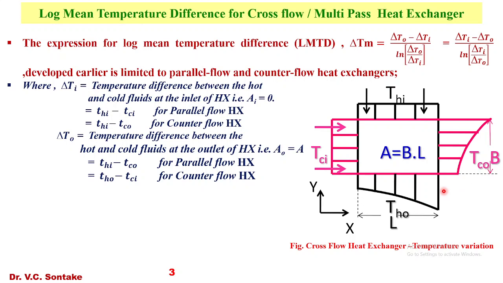The figure shows the temperature variation of hot and cold fluid flowing across the length of the heat exchanger, particularly for cross flow heat exchanger. Here, temperature of the cold fluid is varying from Tci to Tco and temperature of the hot fluid is varying from Thi to Tho, and both the fluids are flowing perpendicular with respect to each other.